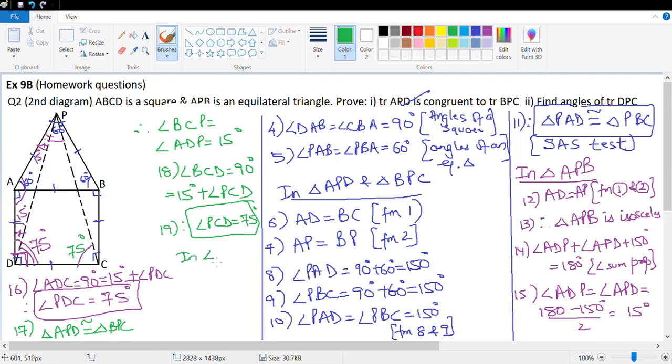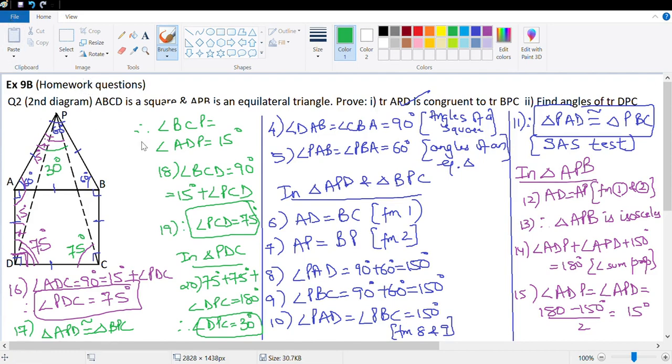Now in triangle PDC, what we have is 75 degrees plus 75 degrees plus angle DPC is equal to 180 degrees. Therefore, angle DPC is equal to 180 minus 150, that's 30 degrees. So this small angle here is 30 degrees. Perfect. Let's look at the next homework question.